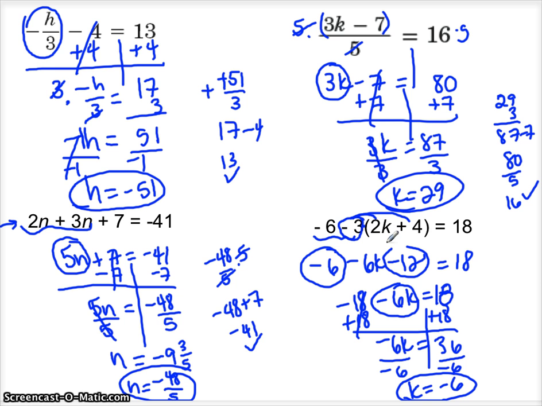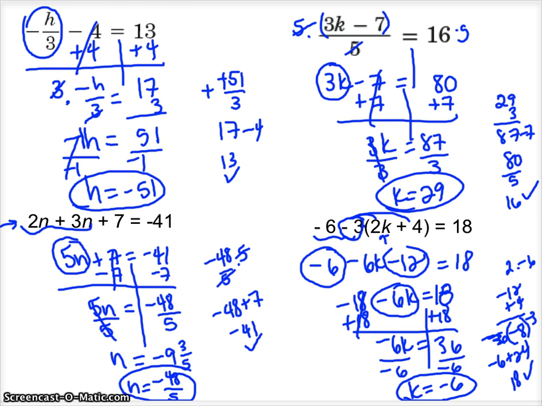When you plug that in, I'm going to start right here. 2 times negative 6 is negative 12, plus 4 is negative 8, and negative 6, then times negative 3, so that's a plus 24, and negative 6 plus 24 is 18, so that checks. Alright, so those are some examples.